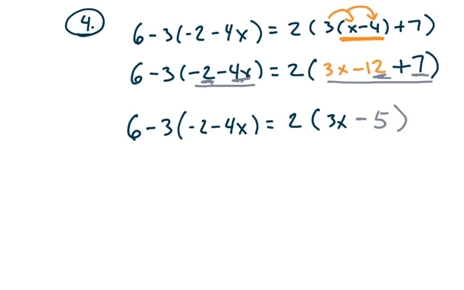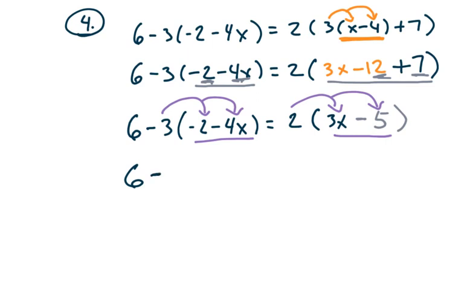Well, now we have no choice but to distribute, because like we said before, you can't do anything here, and now here it's the same situation. They're not like terms. So we're going to distribute negative 3 into here, and here we're going to distribute 2 into both of these. So this is going to leave you with 6. I guess maybe I should do that in purple. Negative 3 times negative 2 is positive 6. Negative 3 times negative 4 is positive 12x, equals 6x minus 10.